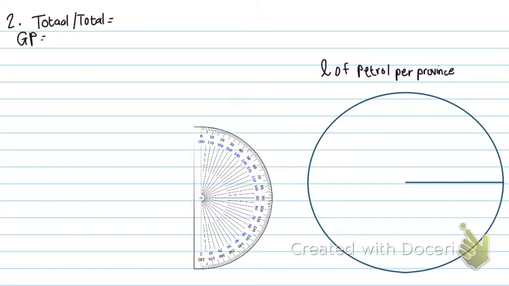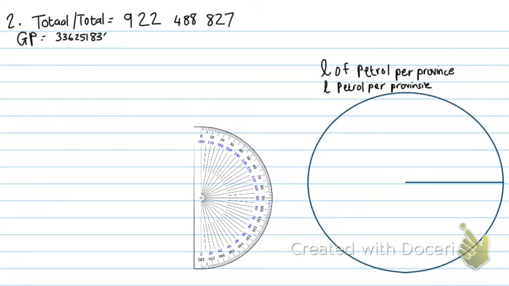Now I need to add all of those litres to get a total. So quickly press pause and add all of those litres of petrol, and you will get a total of 922,488,827. That's the total litres. Now I'm going to work out each province. For Gauteng province, I have 336,251,830. Then I put it over the total times the degrees, 360 degrees.